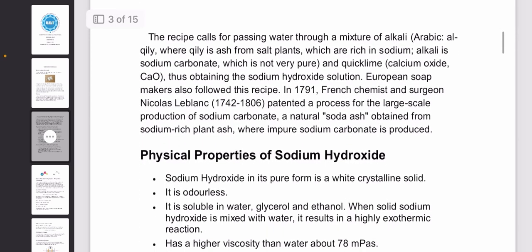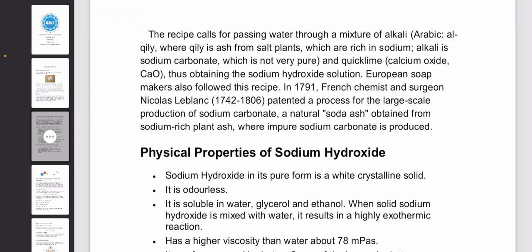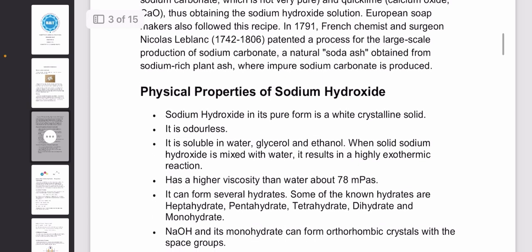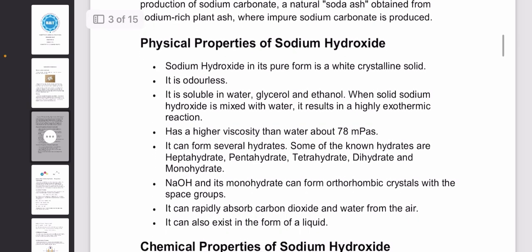The recipe calls for passing water through a mixture of alkali and quicklime, thus obtaining the sodium hydroxide solution. European soap makers also found this recipe. In 1791, a French chemist and surgeon patented a process for the large-scale production of sodium carbonate, a natural soda ash obtained from sodium-rich plant ash, where impure sodium carbonate is produced.